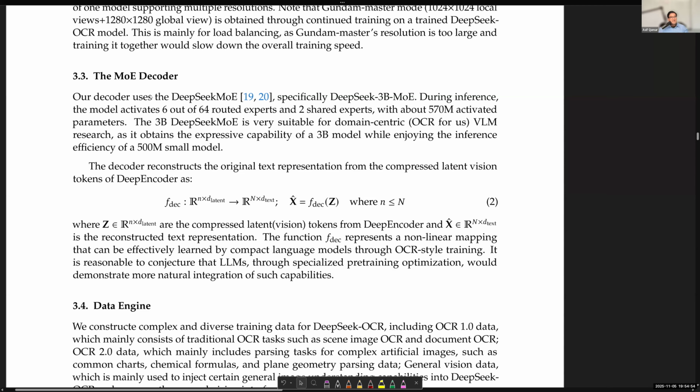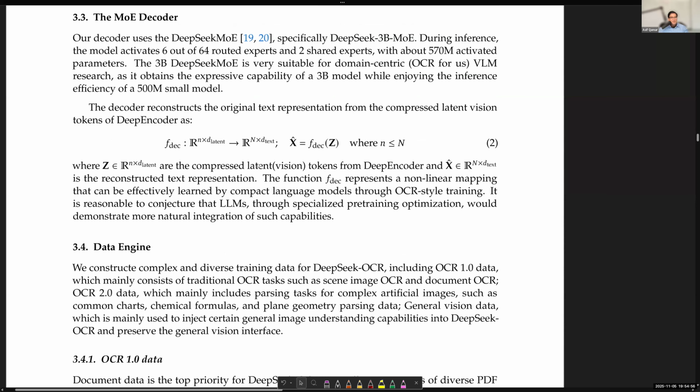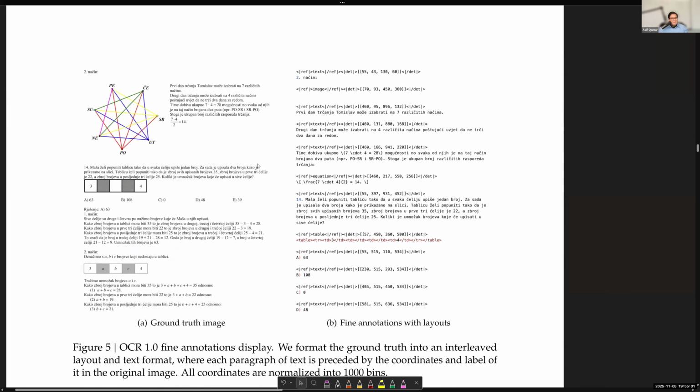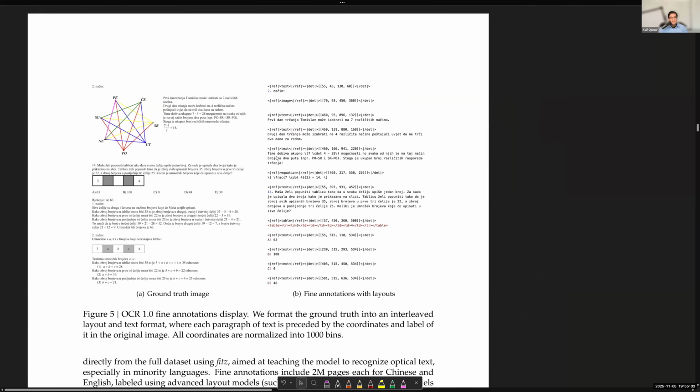So they have about 570 activated parameters. So very, very small models they use. So now let's look at this. How do they do it? Like, how do you train a machine like this to behave and to become so good?